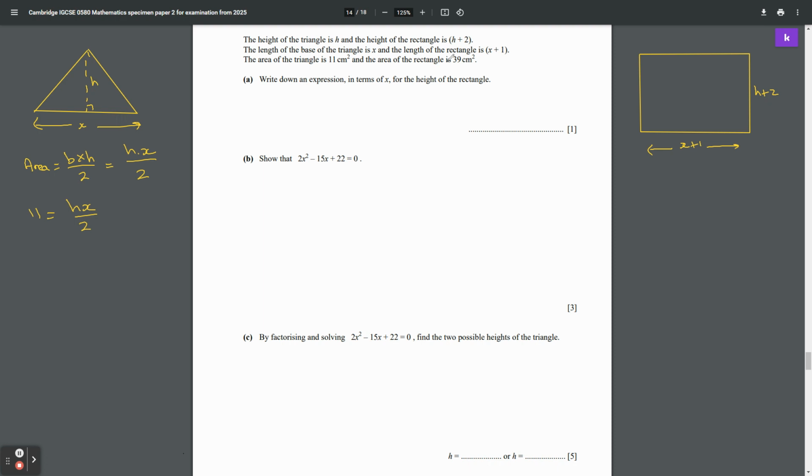And it says the area of the rectangle is 39. Well, the area of a rectangle is given by length times width. The length is given as x plus 1, and the width is given as h plus 2. And the area is given as 39. So 39 will equal that.